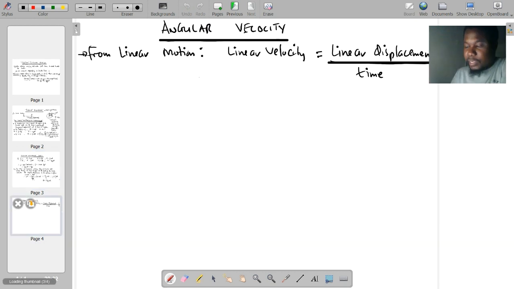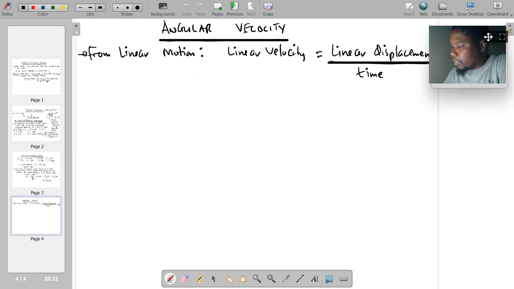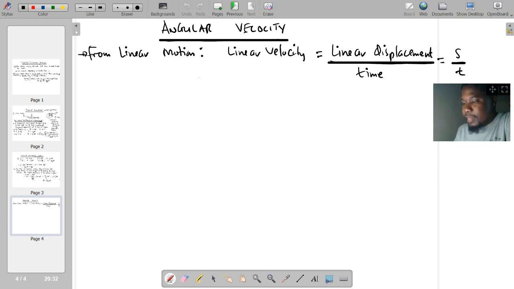Now let's transition to something else. The second concept that we'll look at in this topic is angular velocity, once again related to linear motion. In linear motion we had linear velocity, which is speed in a particular direction, and is linear displacement over time. Remember, displacement is given the symbol s and time small letter t. So linear velocity becomes s over t.